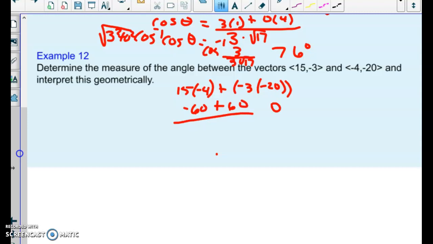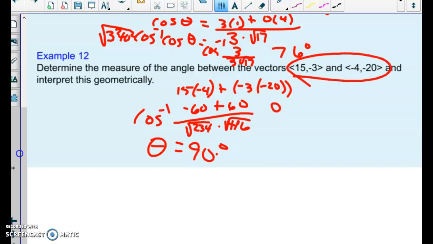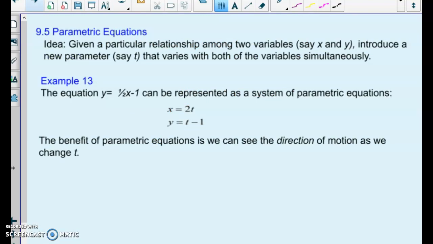And let's get the magnitude of each one of them. So I get the square root of 225 plus 9, 234, times the square root of 416, and I don't really care if you simplify those because you're just plugging them into a formula. So if I take the inverse cosine of 0 over anything, the inverse cosine of 0 gives me an angle of 90 degrees. So we know that those are called orthogonal. It's another vocab word. When two vectors are perpendicular, we call them orthogonal.